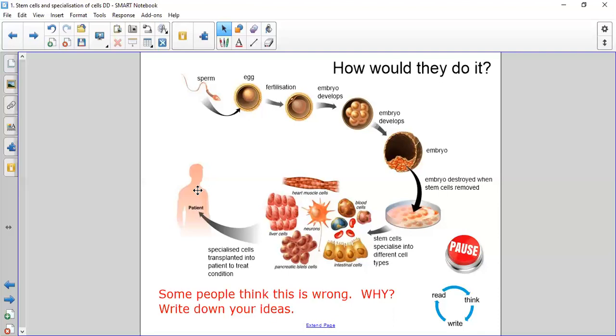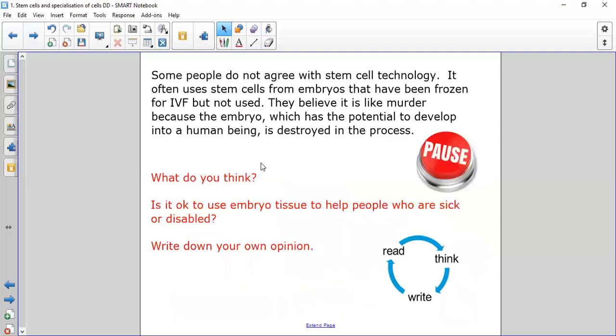Now, some people think this process is wrong. They think it's wrong to use cells from an embryo to treat a patient. So have a little think about that. Right? So some people do not agree with stem cell technology. It often uses stem cells from embryos that have been frozen for IVF but not used.